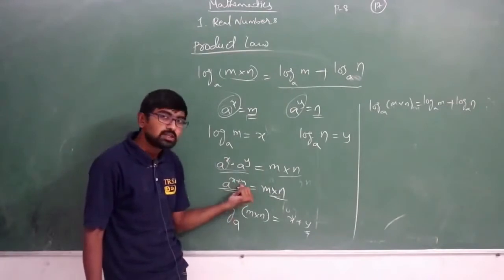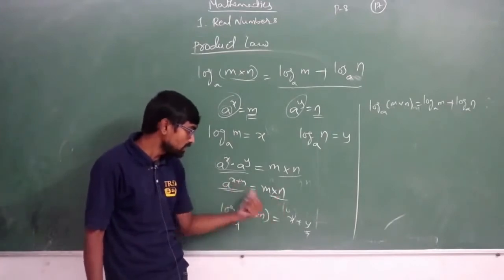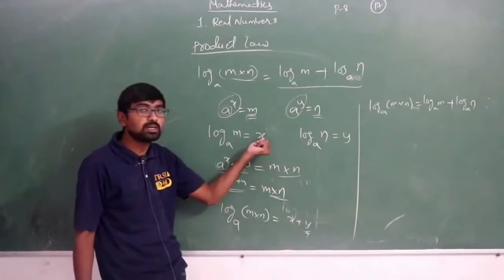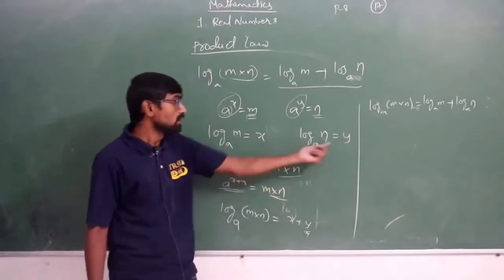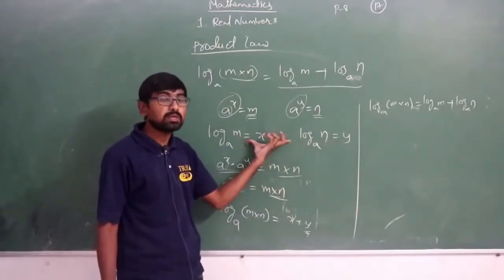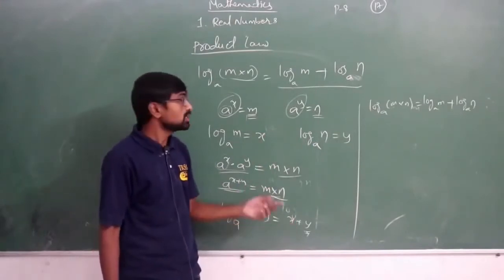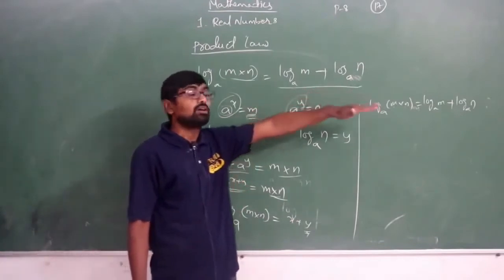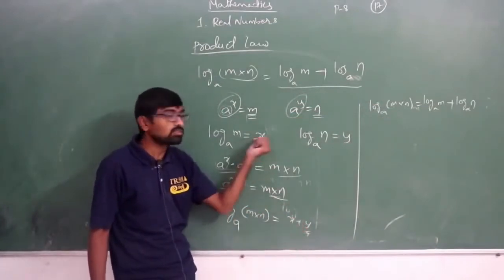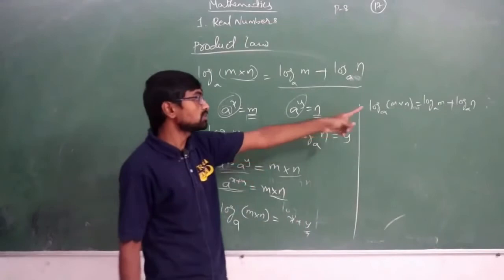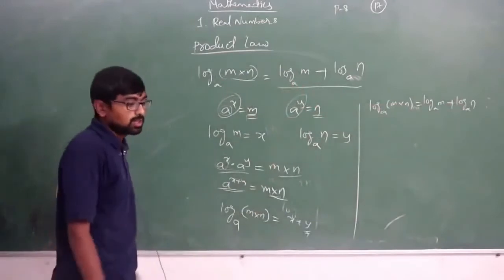Now converting this exponential form into logarithmic form, I will be getting log base a of m into n, and here I will get x plus y. What is the value of x here? Log base a m. And what is the value of y here? Log base a n. Why are we taking x and y values from here only? Because here we have logarithmic form and here we have normal form. We are taking the answer in logarithmic form, so for that reason we need to take the x and y values in the form of logarithm. Understood? In the place of x, log base a m, in the place of y, log base a n. Like that you will be getting the formula, isn't it?